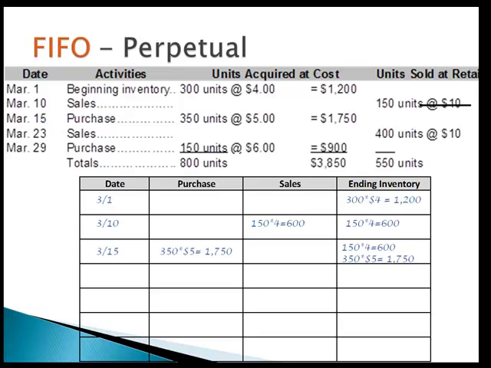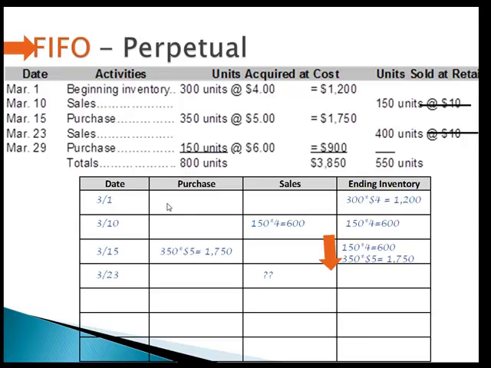The next item on the 23rd, we have a sale. It's 400 units at $10. But remember, we're going to ignore the retail price. We don't care about the selling price. So here we have 400 units. Now if you look down here at our inventory, we have two different tiers of inventory. 150 units at $4 and 350 at $5. So now it's like looking at the gallons of milk. Which tier are we going to sell? We have to look at our assumption. We're using FIFO, first in, first out.